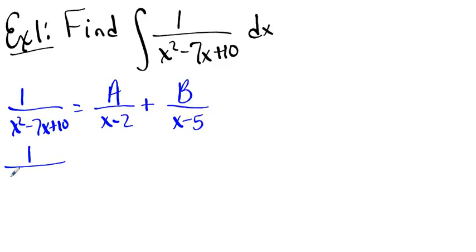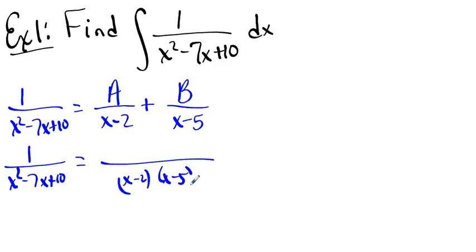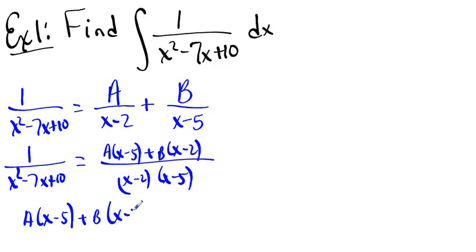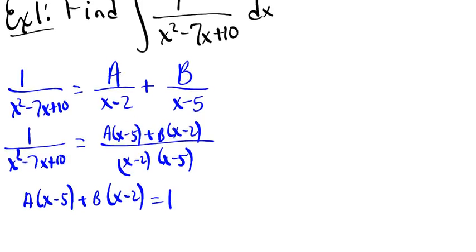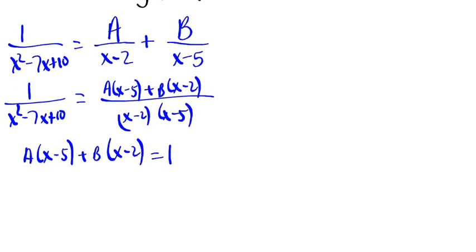Well, we do, because I know how to add fractions whose denominators are different. If I'm adding fractions whose denominators are different, I multiply everybody by the other denominator. And so it turns out that A times x minus 5 plus B times x minus 2 is 1. So if I know what A and B are, I'm done. I'm going to scroll down for a moment. We'll go back up when we need to.